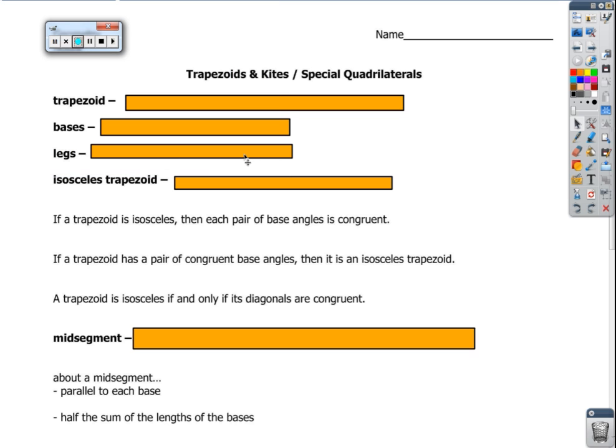Hi everybody. Today we're going to talk about special quadrilaterals, known as trapezoids and kites. The first one we're going to discuss is a trapezoid.